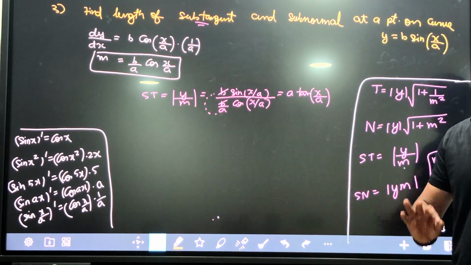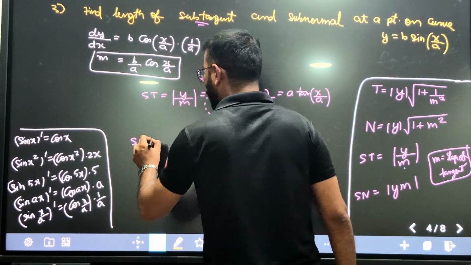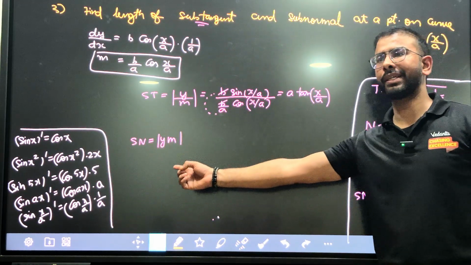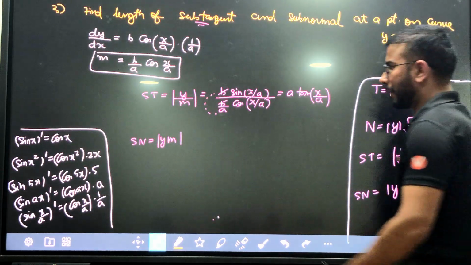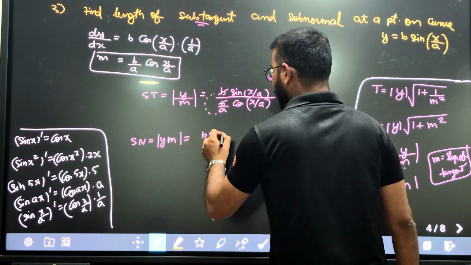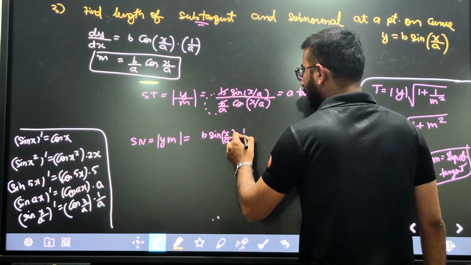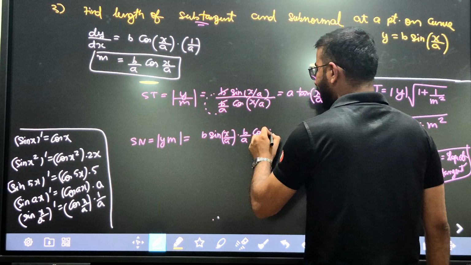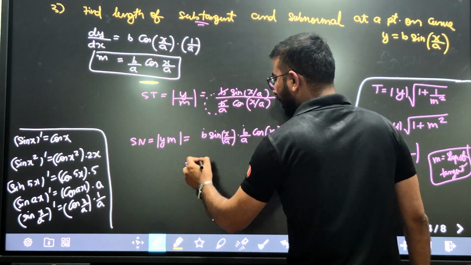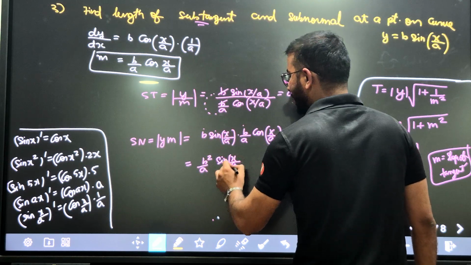Now what you have to write is subnormal, and the question is done. Let's write subnormal. What is the formula of subnormal? Y into m. Here it is in denominator; in normal it is in numerator. That's it. So what is the value of y? B sine x by a into m. What is the value of m? B by a cos x by a. Now what is b into b? B square by a sine x by a into cos x by a.